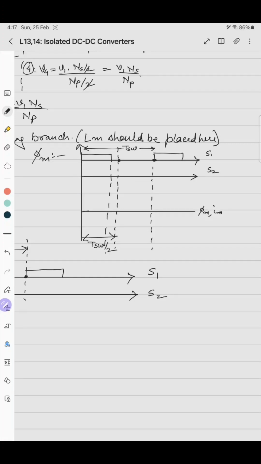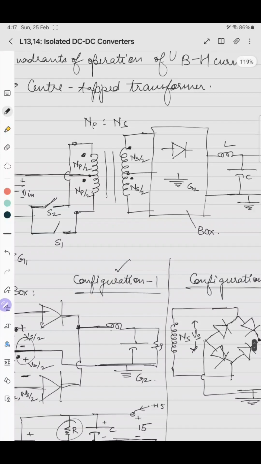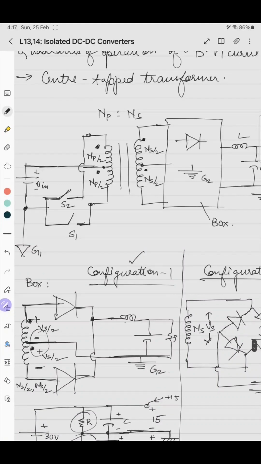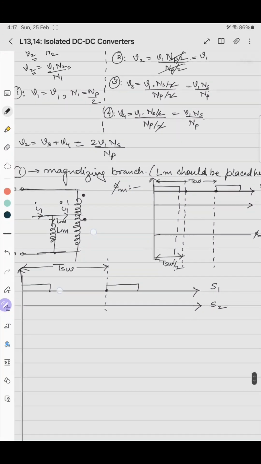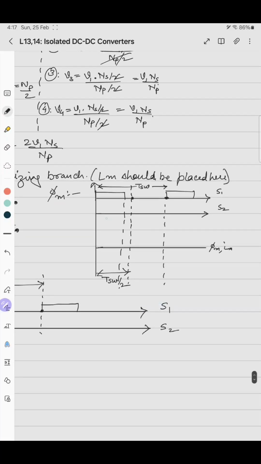So when S1 is on, S1 is this switch, this Vin gets connected across the lower winding. If Vin is directly connected to the Lm branch, it means that Im will increase, because Vin is almost constant. So we'll show some rising edge, say it is some rising like this. We don't know what the initial value of it is.